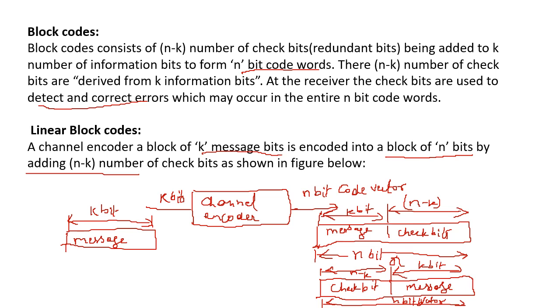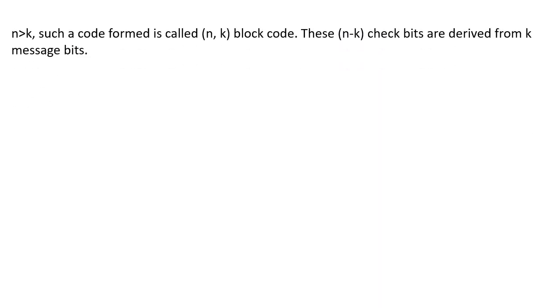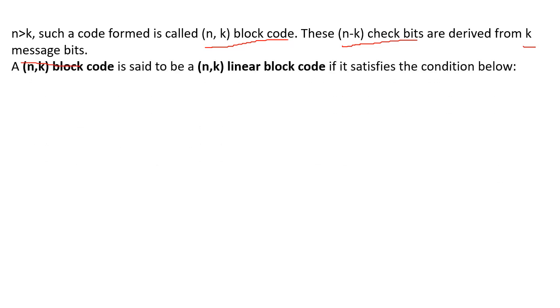So linear block codes basically take k bits of message and convert them into an n-bit code vector by adding n minus k check bits. n is usually greater than k, and the code formed is called an (n, k) block code. The n minus k check bits are derived from the k bits of message.